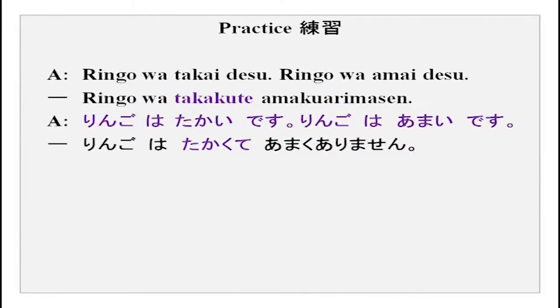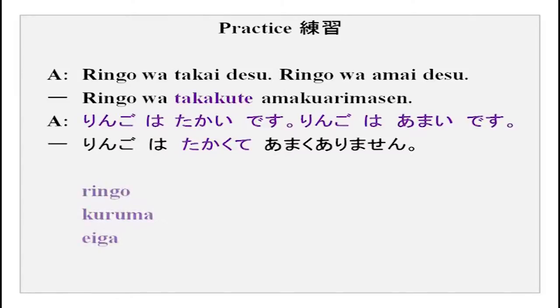Now, this pattern we have done, ringo wa takai desu, ringo wa amai desu. How do you join two i adjectives with kute over here? So, now, ringo wa takai desu, ringo wa amai desu, ringo wa takakute, amaku arimasen. So, we can join this negative over here with this. It is expensive and it is not even tasty or sweet actually.